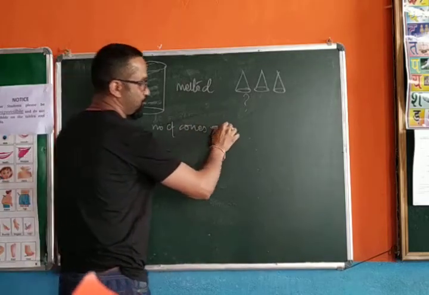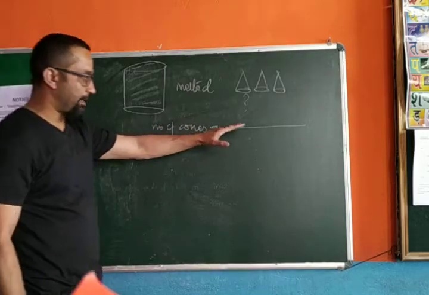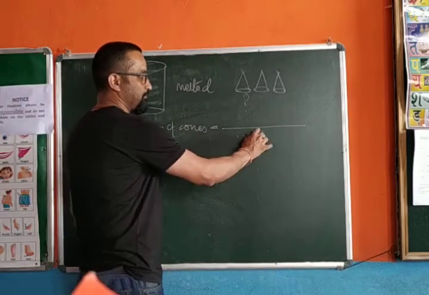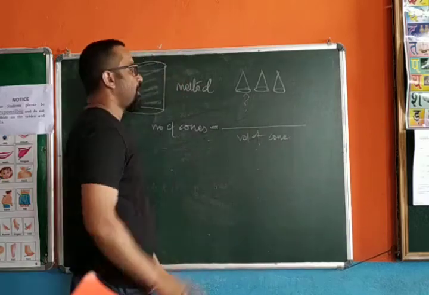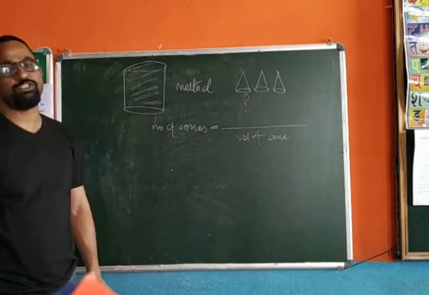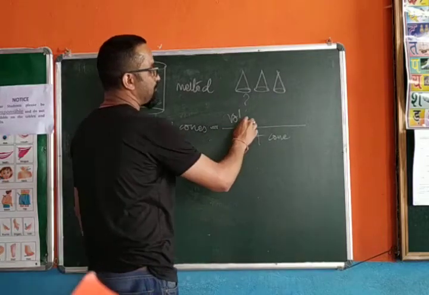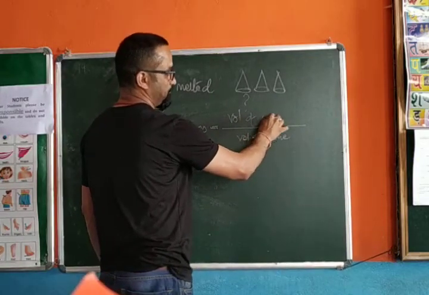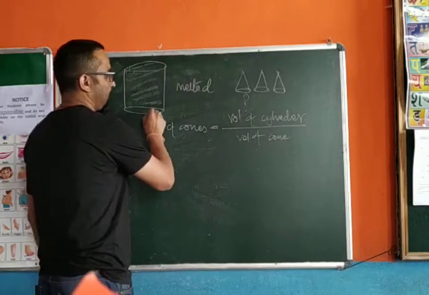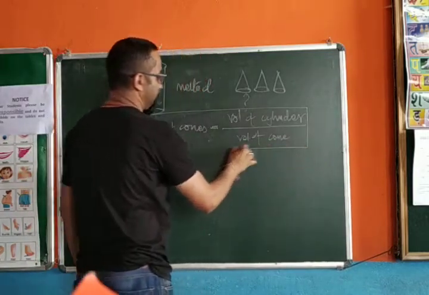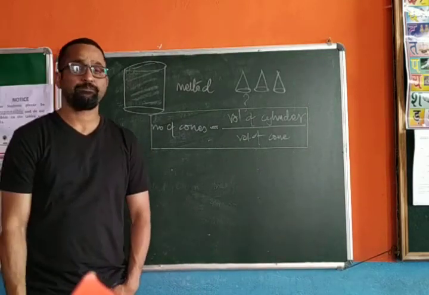equal to, you draw a line. Whatever is getting recasted should be kept at the denominator, volume of each cone, and the solid which is melting, its volume must be kept at the numerator. This is the simple and important concept of melting and recasting.